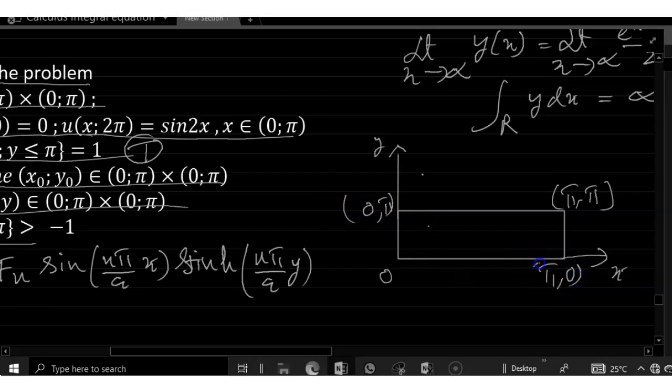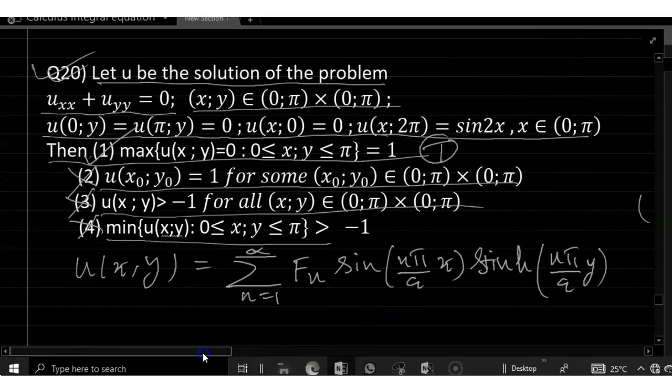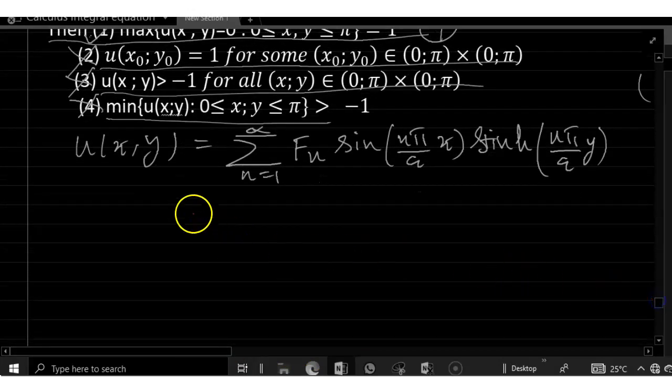All problem. So on this boundary u(x, 0) equals 0, and on this boundary u(x, pi) equals sin 2x. Now a equals pi and b equals pi.